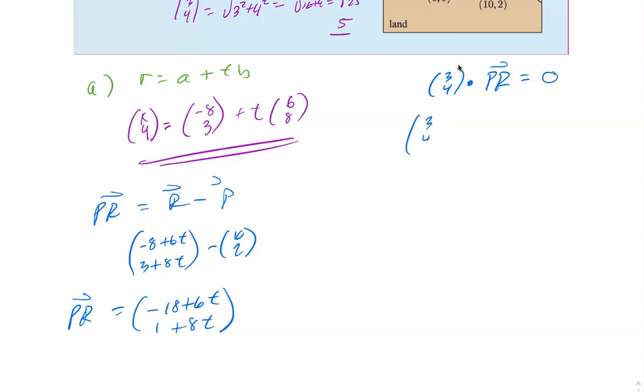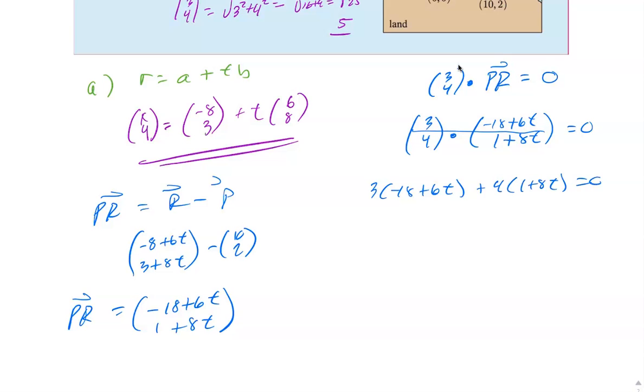So it'll be (3, 4) dot (-18 + 6t, 1 + 8t), and that should equal 0. Dot product, you just multiply the corresponding parts. So 3 times (-18 + 6t) plus 4 times (1 + 8t). Distribute. That is -54 + 18t + 4 + 32t equals 0.